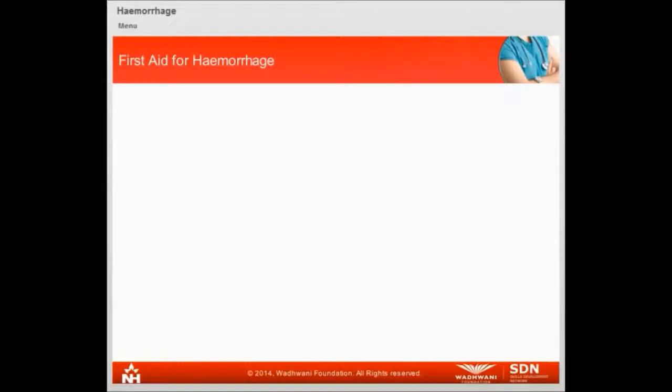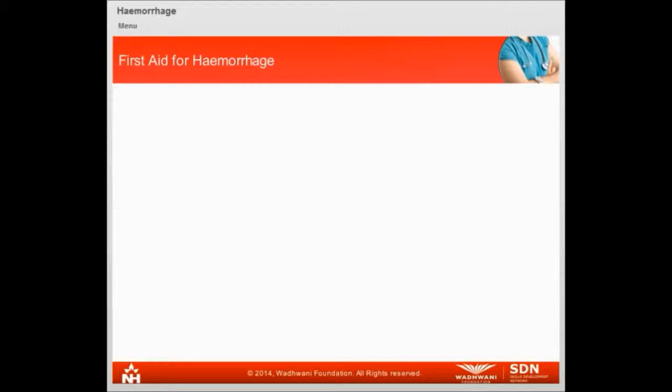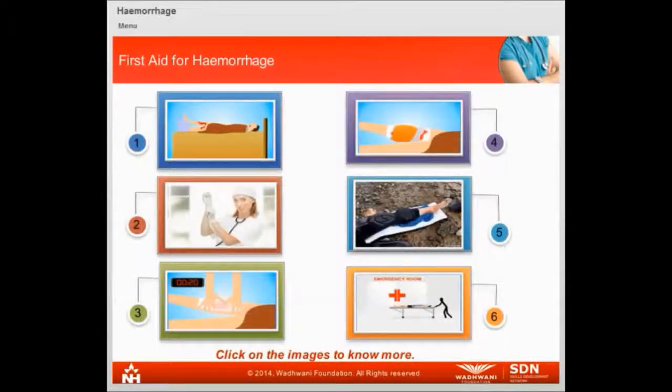What is the first aid for a hemorrhage? First aid can be given only for major external bleeding. Minor bleeding only needs to be washed with an antiseptic lotion such as Dettol and covered with a bandage. Internal bleeding needs immediate medical attention. Now click on the images to know more.